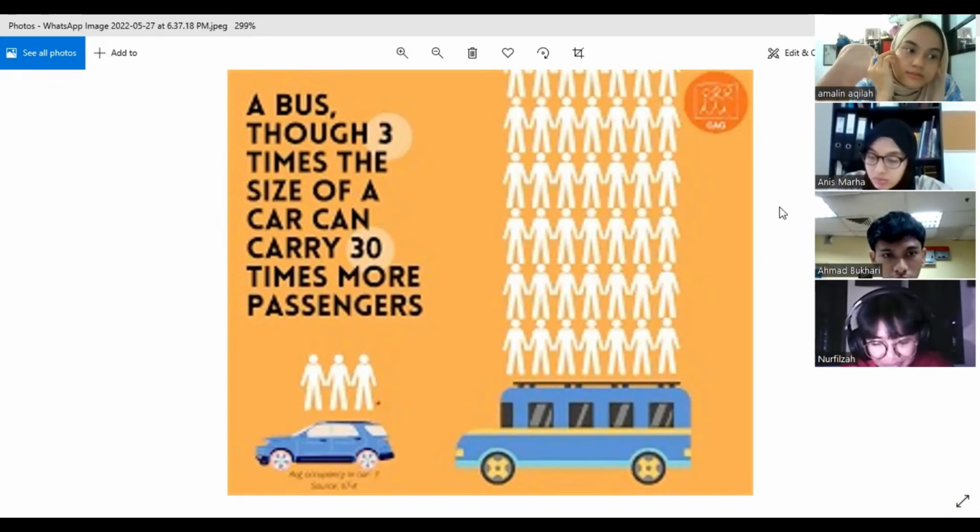So one of the things to support the idea of using public transport here is because public transport, as you can see, helps to save the environment. How is that? Because most of the emissions from the transport sector are produced by private vehicles.